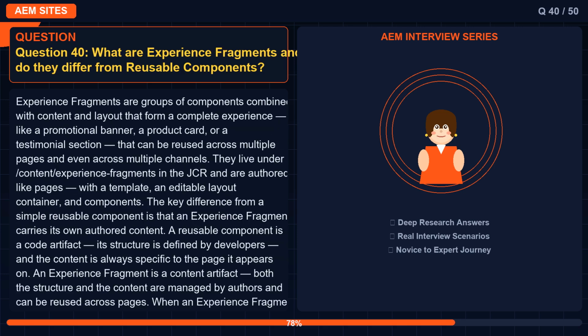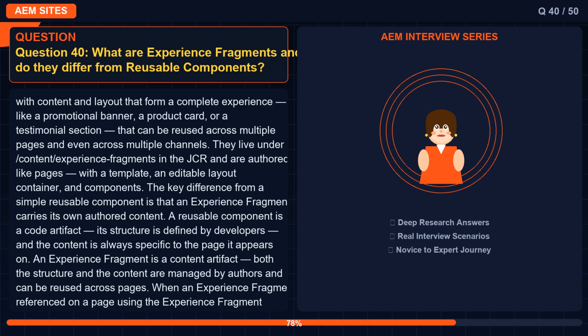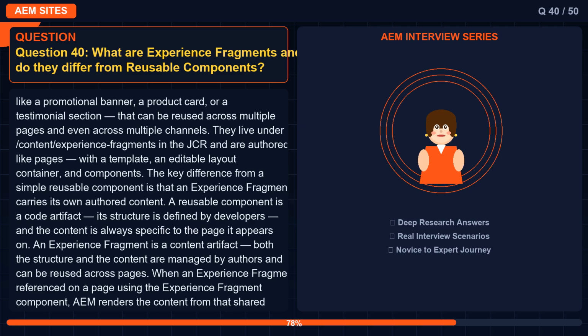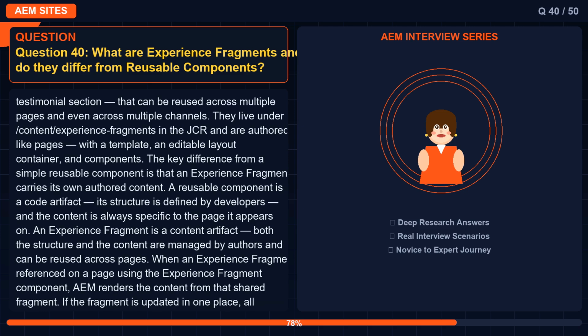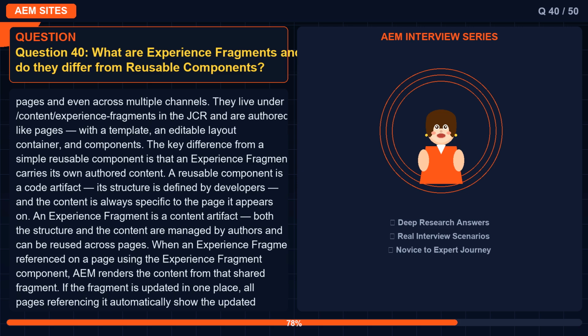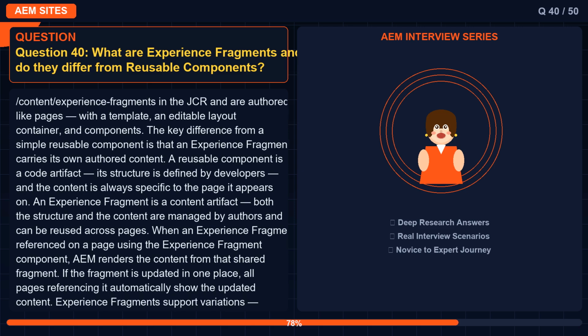Question 40. What are experience fragments and how do they differ from reusable components? Experience fragments are groups of components combined with content and layout that form a complete experience, like a promotional banner, a product card, or a testimonial section, that can be reused across multiple pages and even across multiple channels. They live under /content/experience-fragments in the JCR and are authored like pages, with a template, an editable layout container, and components. The key difference from a simple reusable component is that an experience fragment carries its own authored content.